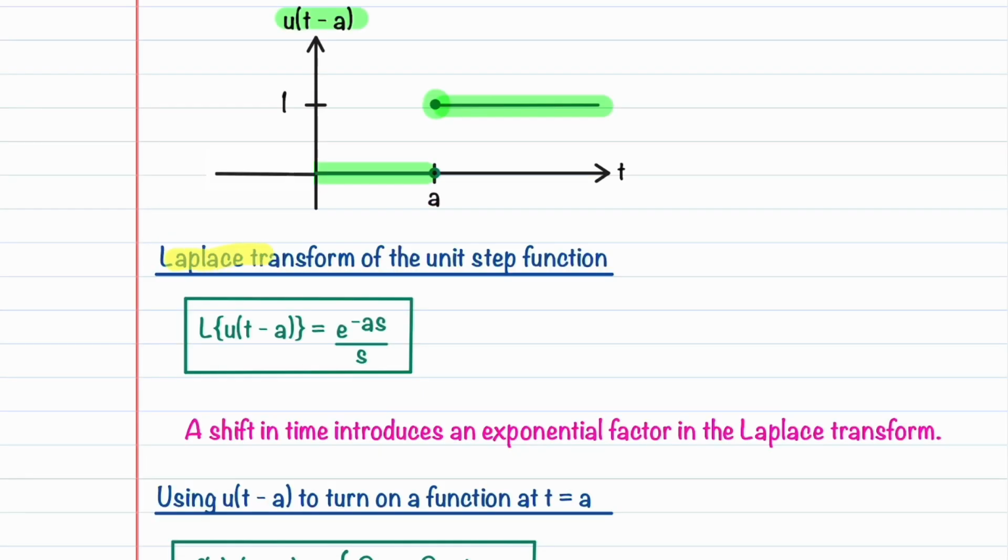The Laplace transform of this function is equal to e to the minus as all divided by s. Notice what happens here. A shift in time, that delay of a, introduces an exponential factor e to the minus as in the Laplace transform. Keep that in mind because that is the heart of the second shifting theorem.